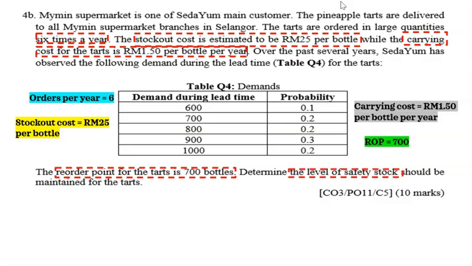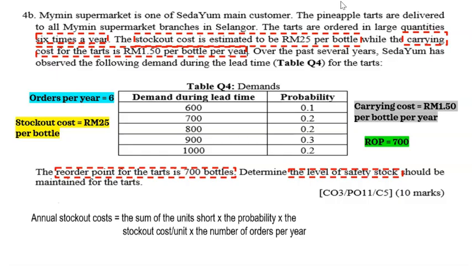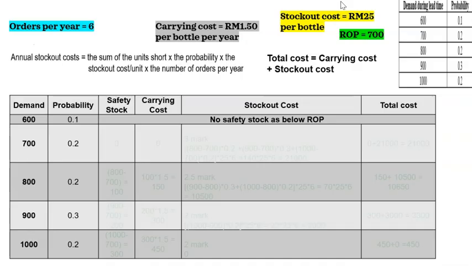The question wants us to determine the level of safety stock, in which, how many units for the safety stock. And these are the formulas from the formula sheet. So let's do this. If you want to solve this kind of question with the information on demand and also probability, you need to put it in a table. So this is the table that you need to do.